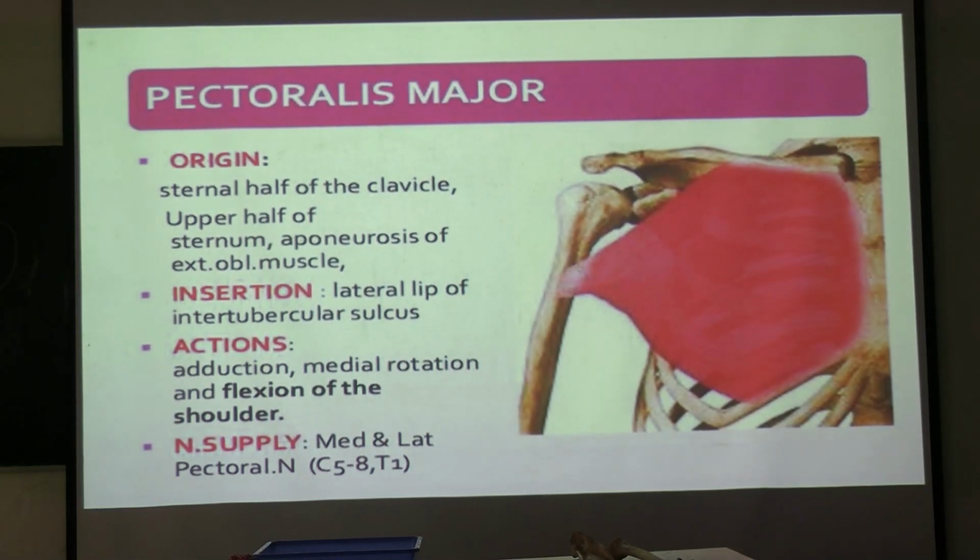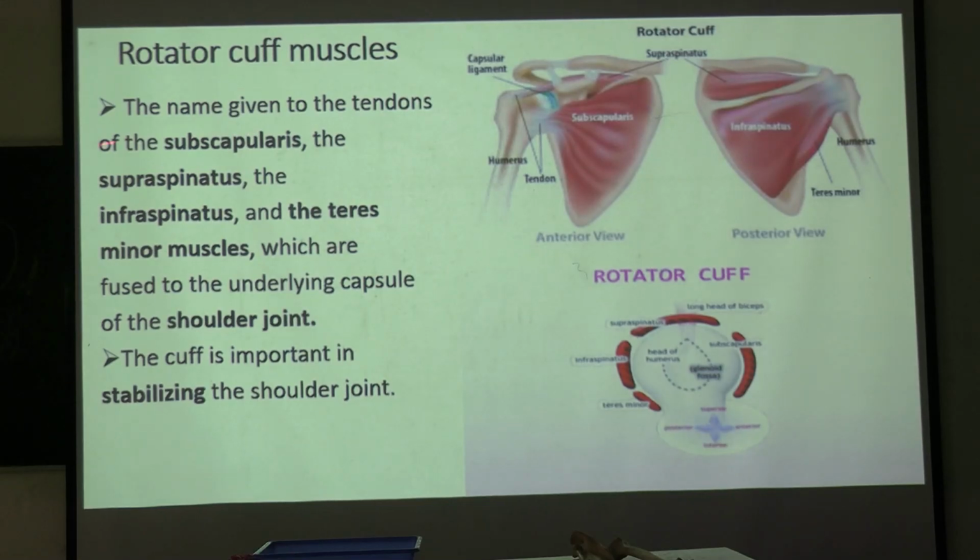These four are forming the rotator cuff. It is the name given to the tendons of subscapularis, supraspinatus, infraspinatus and teres minor, which are fused to the underlying capsule of the shoulder joint, and the cuff is important in stabilizing the shoulder joint.